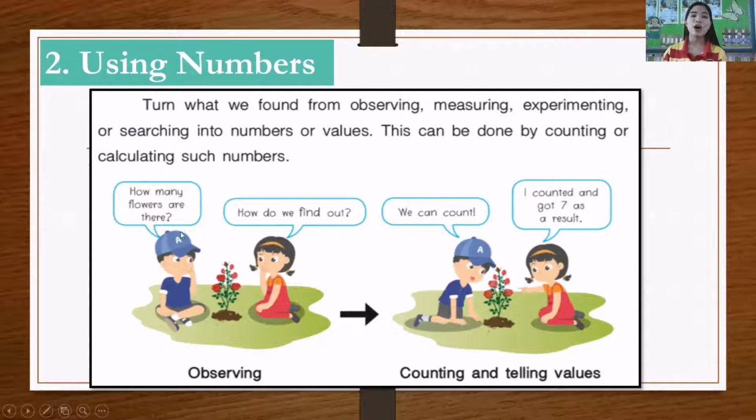The boy is asking how many flowers there are. The girl answers, how do we find out? They are going to count the flowers. The result is 7. There are 7 rows. Let's count 1, 2, 3, 4, 5, 6, 7. So they are counting and telling the values. First they observe the flower, and second they count and tell values.